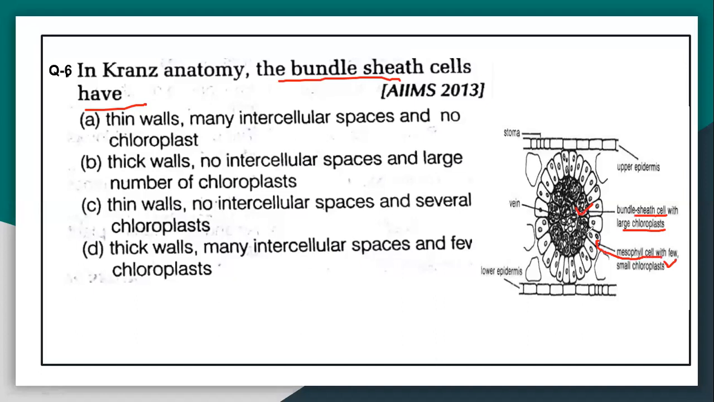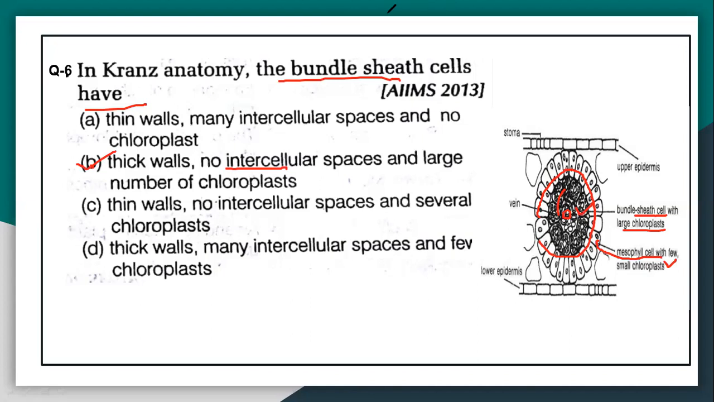Actually, in this type of arrangement, the mesophyll cells are on the outside and the bundle sheath cells are inside, and inside, the vascular bundle is located. So this type of arrangement is called Kranz anatomy. In Kranz anatomy, the bundle sheath cell has a thick wall, no intercellular space, and a large number of chloroplasts. Right? So the answer will be option B.